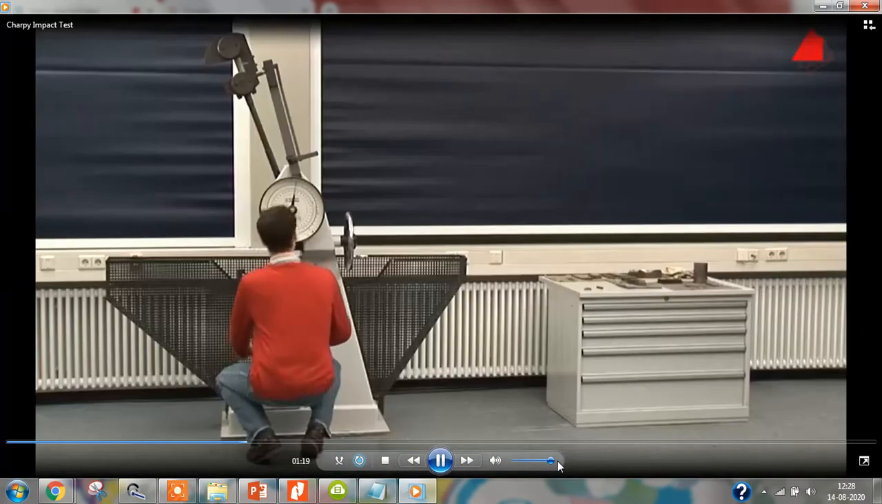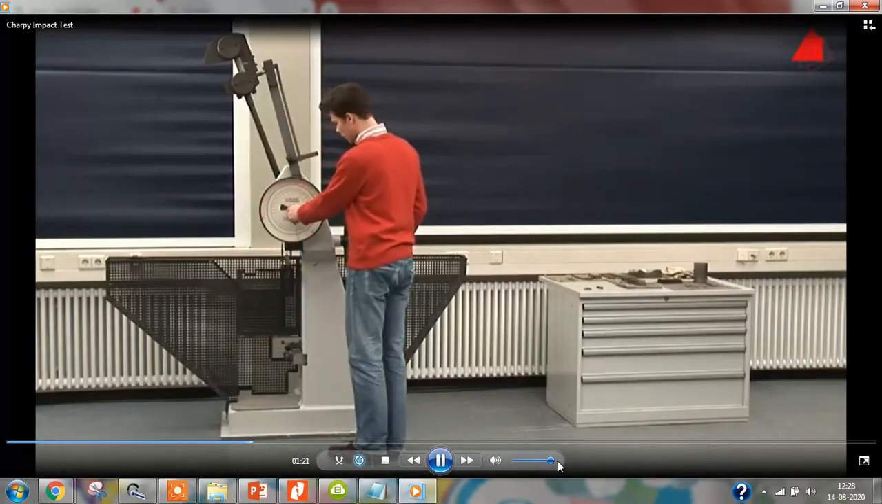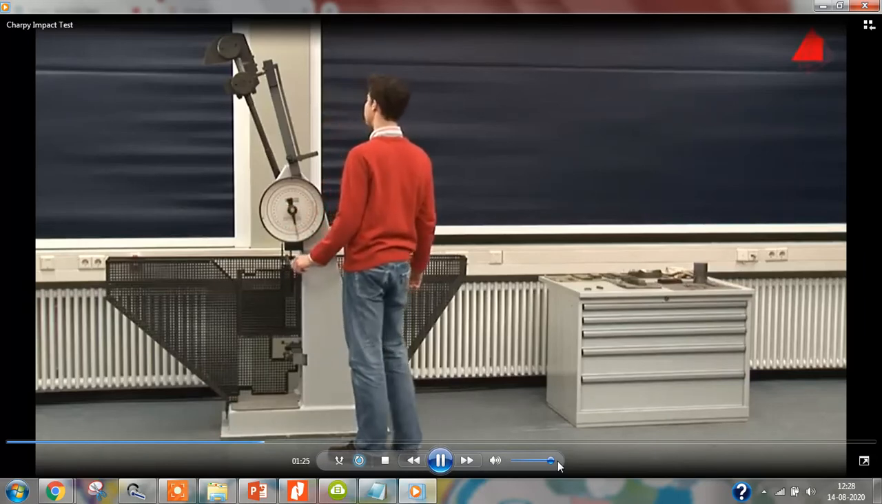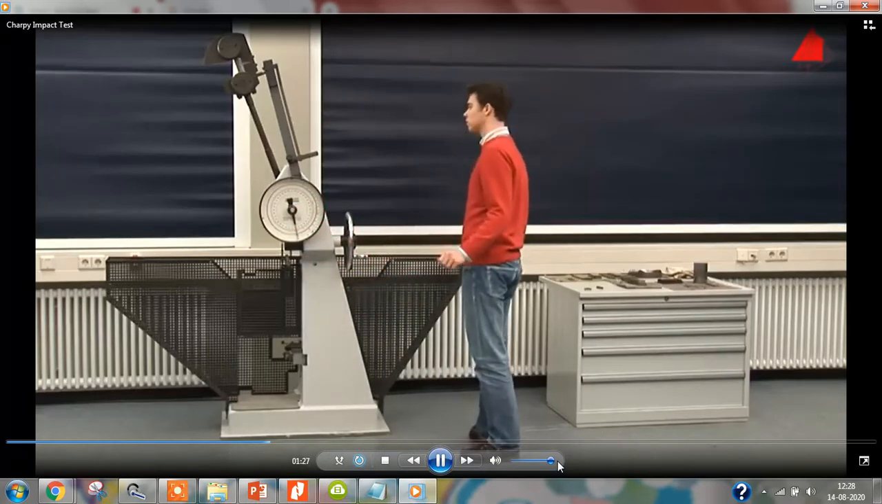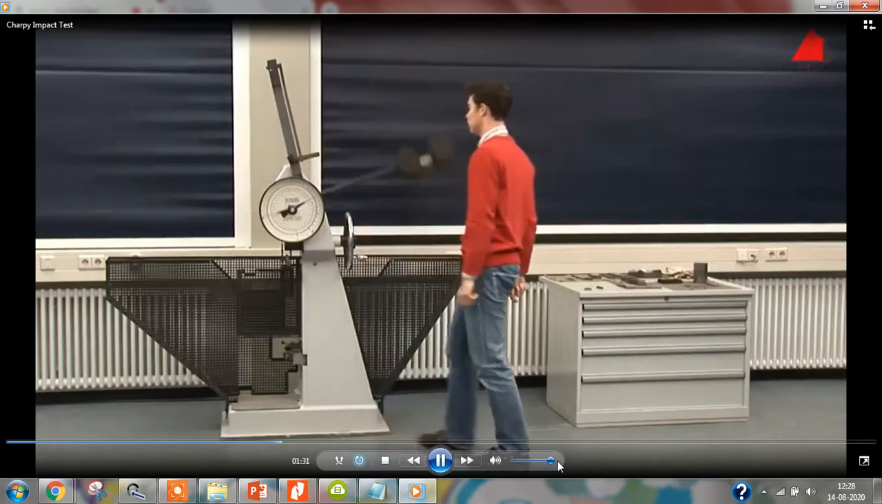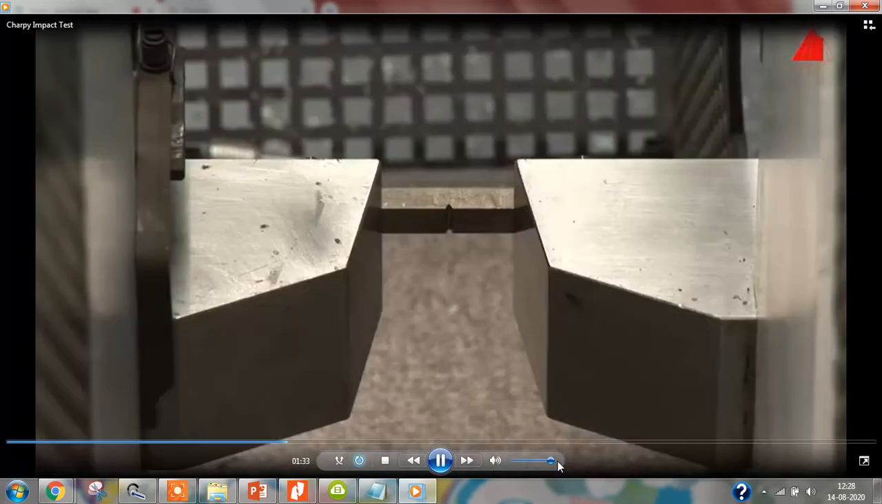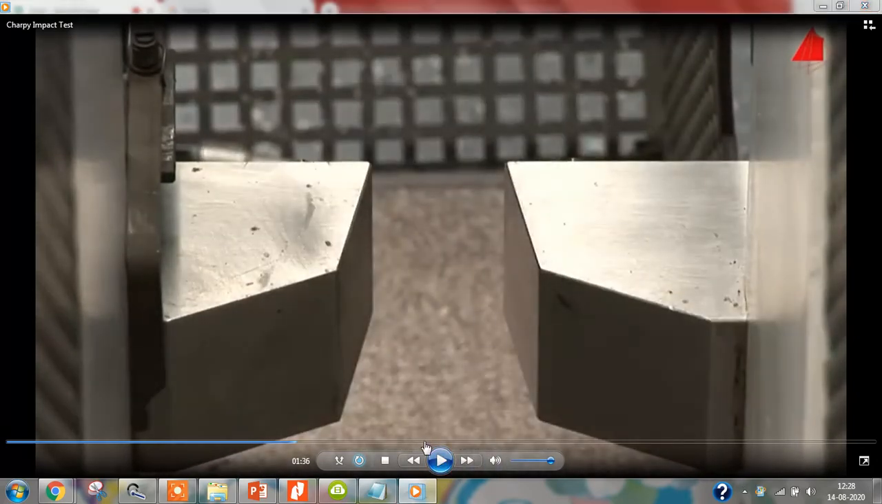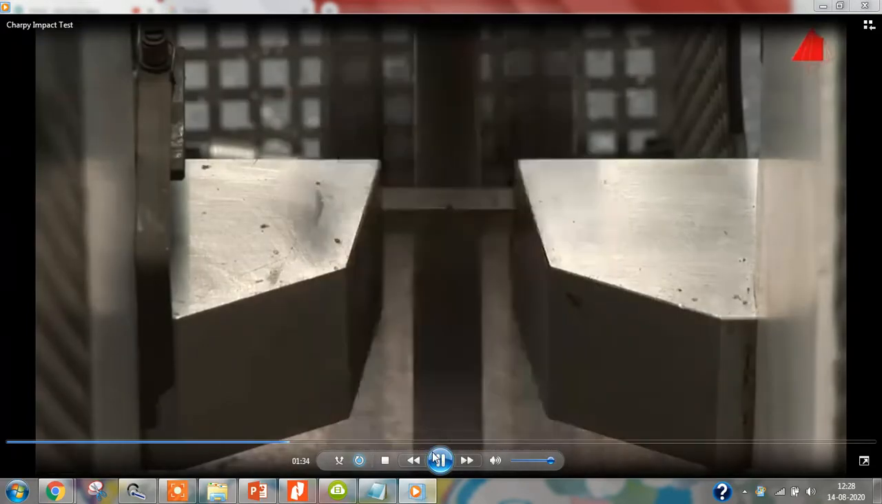Next, he turns the drag indicator downwards again and checks that everything is prepared correctly. Perfect, the test can begin. The pendulum is released, it swings downwards and hits the specimen with its rounded hammer peen. Can you see this? It swings downwards and hits the specimen.